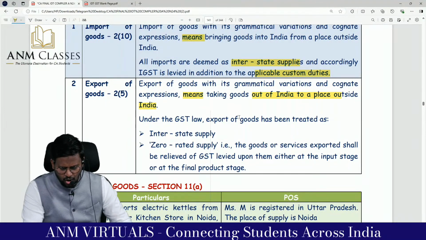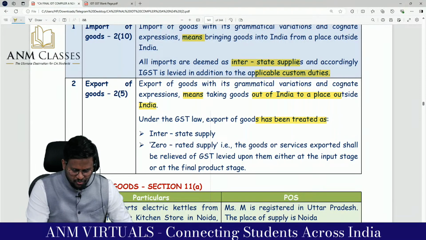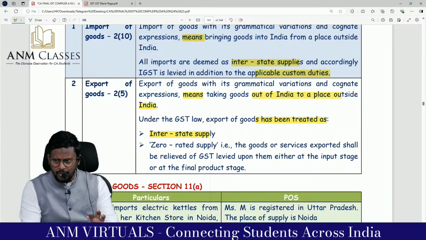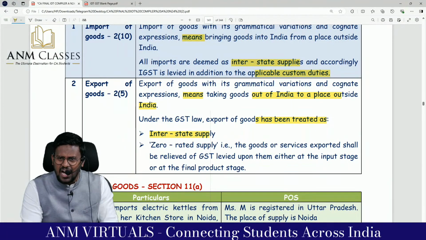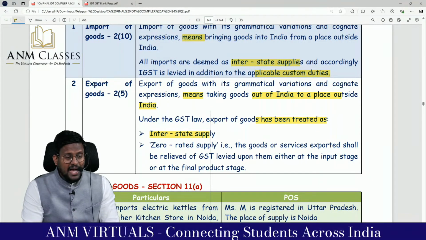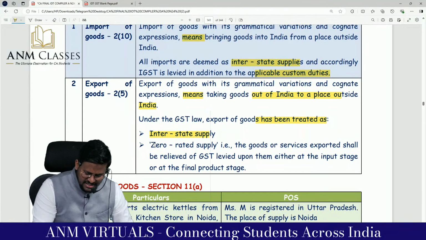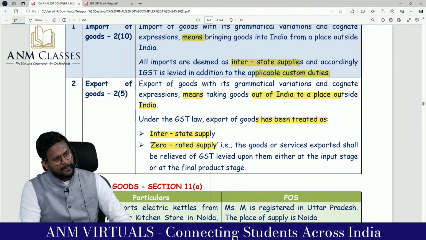Under the GST law, export of goods has been treated as interstate supply. As far as GST law is concerned, export of goods and export of services are interstate supply, as per section 7, subsection 5, clause A. Are you able to recall? Yes, sir. And it is a zero rated supply.